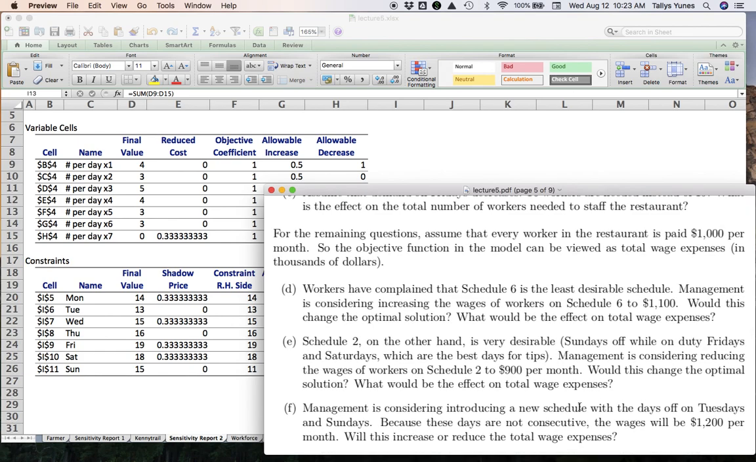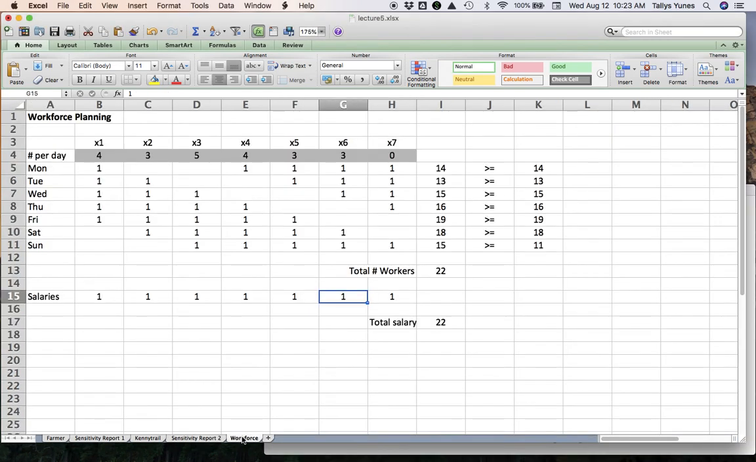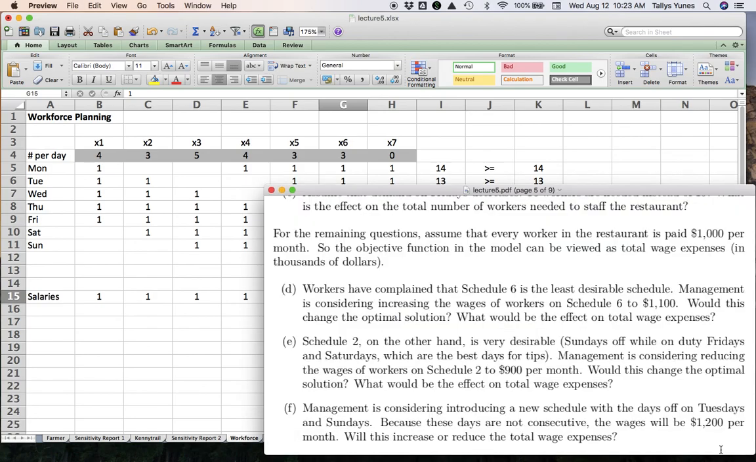And last question. Management is considering introducing a new schedule or work week because right now we're very strict with this idea of 5 days on duty, 2 off, 5 on duty, 2 off, right? And they're considering being a little bit more flexible. This would be a schedule with days off that are not consecutive. Your days off will be a Tuesday and a Sunday. And because of that inconvenience, they would be willing to pay a little more than the standard $1,000 a week. They would be willing to pay $1,200.